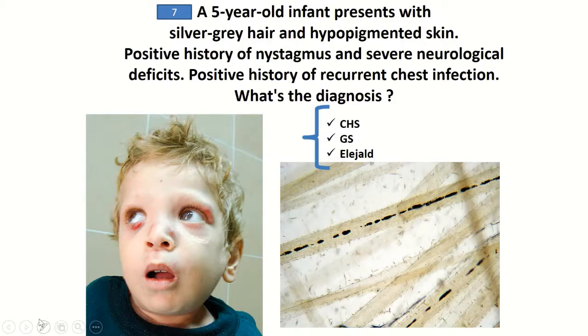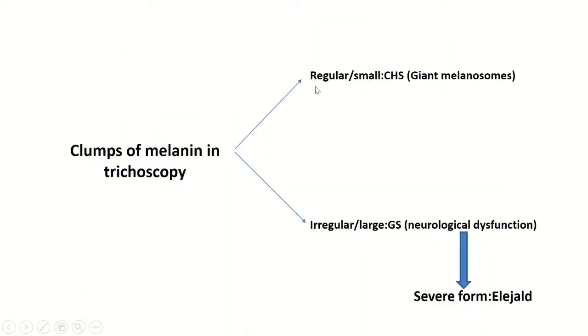Other clues in question. So, regular and small: Chediak-Higashi; irregular and large: Griscelli. If giant melanosomes are present, Chediak-Higashi is more probable. Immune deficiency is also in favor of Chediak-Higashi in most cases. In this case, severe neurological dysfunction contributes to the diagnosis of Elejalde. So the answer is Elejalde.